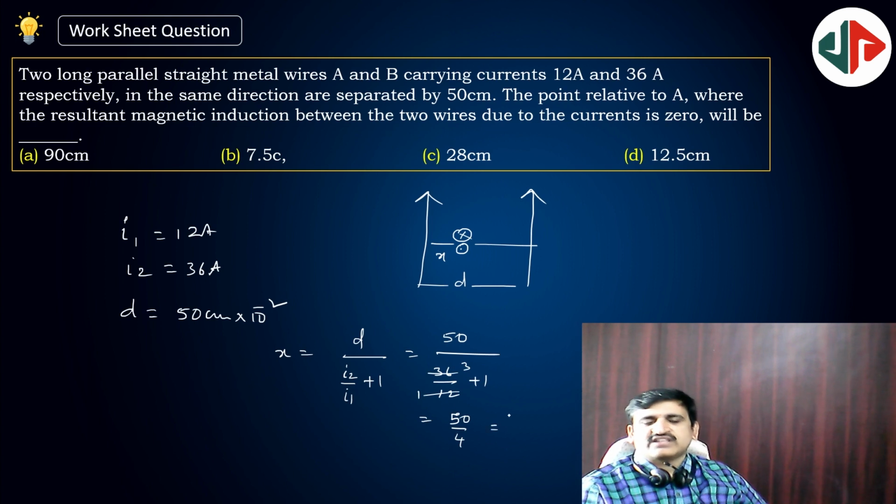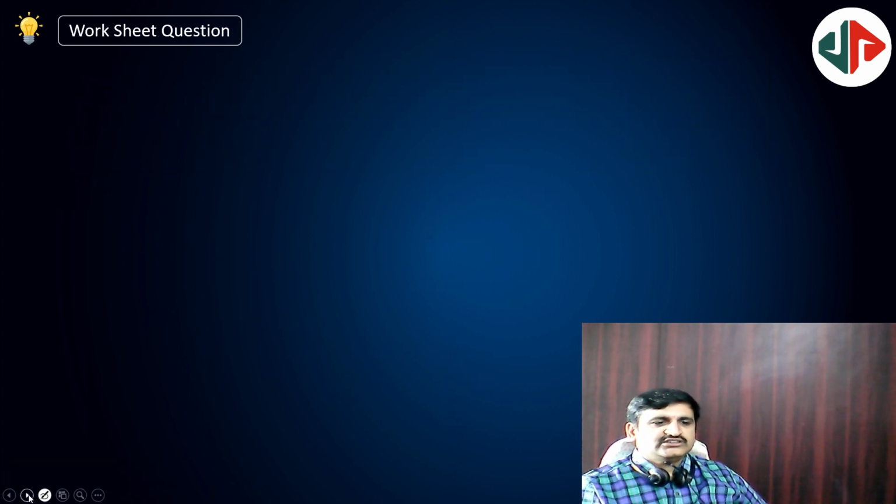50 by 4 is 12.5 centimeter. There you are going to have 0 magnetic field induction.